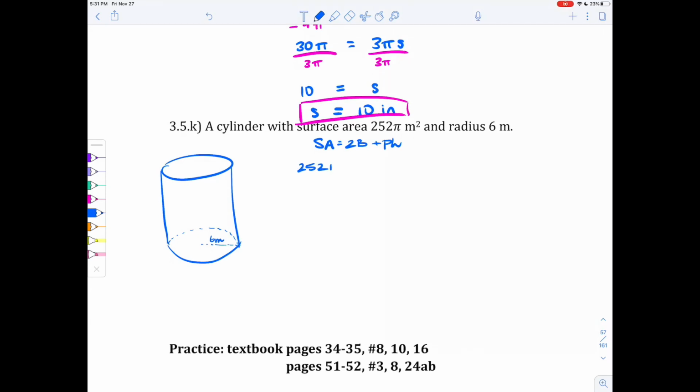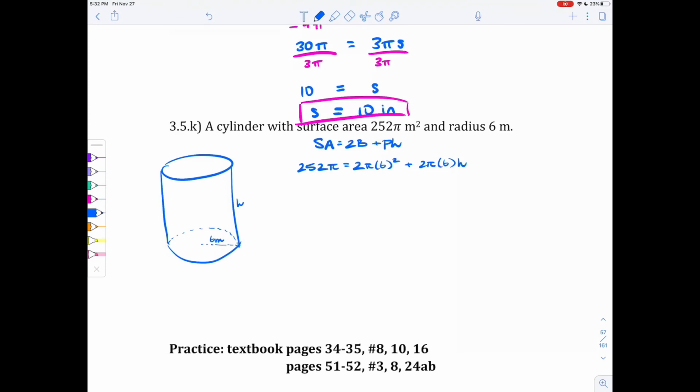Anyways, my surface area is 252 pi, which is a lot of pi. And 2b, b is my base. Base is a circle, so that's pi times r squared. Perimeter of this circle is a circumference, which is 2 pi r. And we still have h. That's our unknown here. So many questions surrounding what h could be. And then we'll just isolate it.